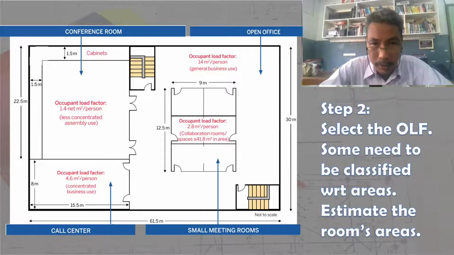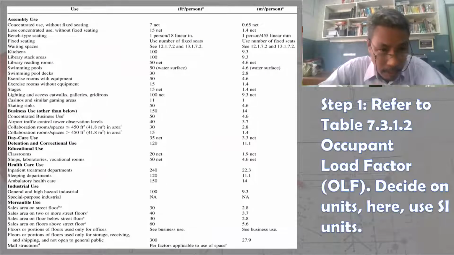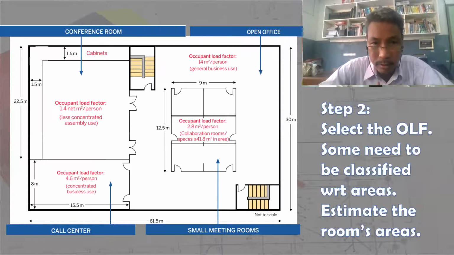So open space is again a business use. Okay, general business use. So we have what in our table again? Business use, about 14, no? 14. So this is 14 square meter per person. Okay, business use.